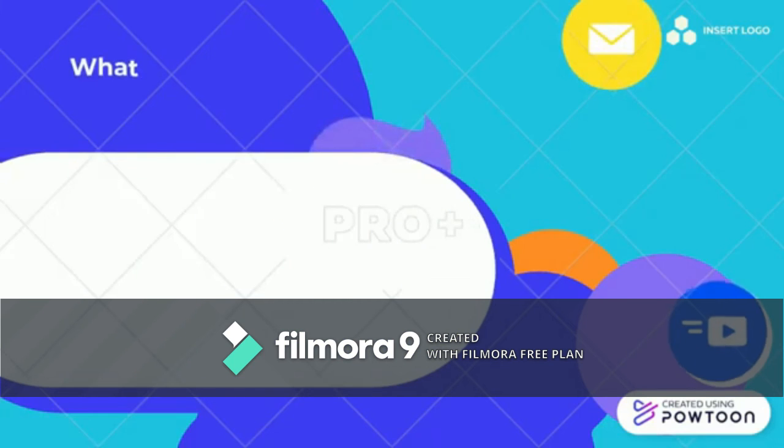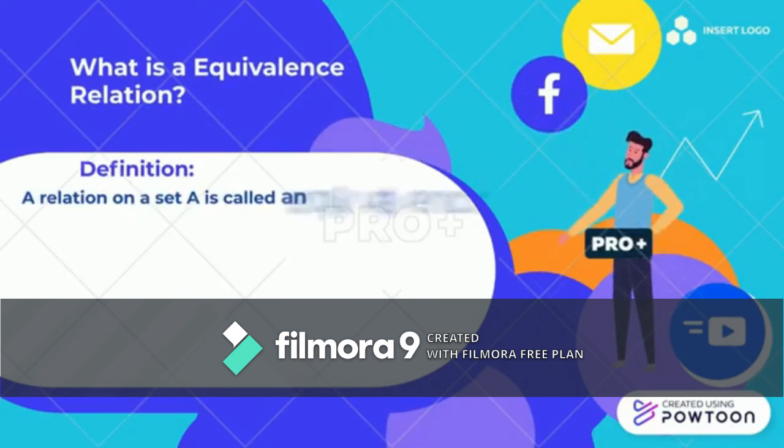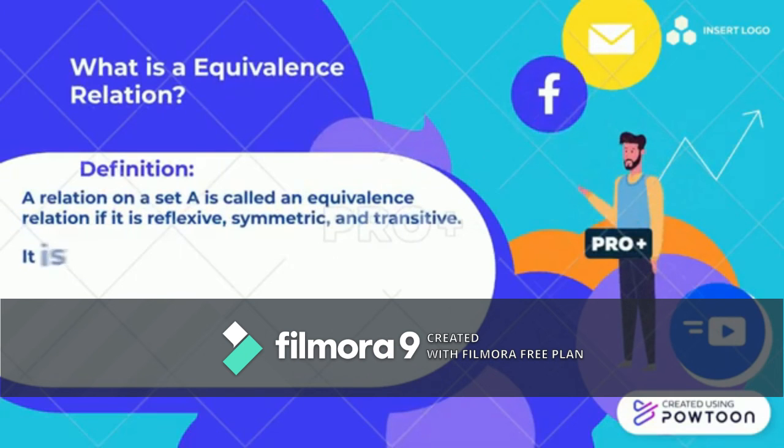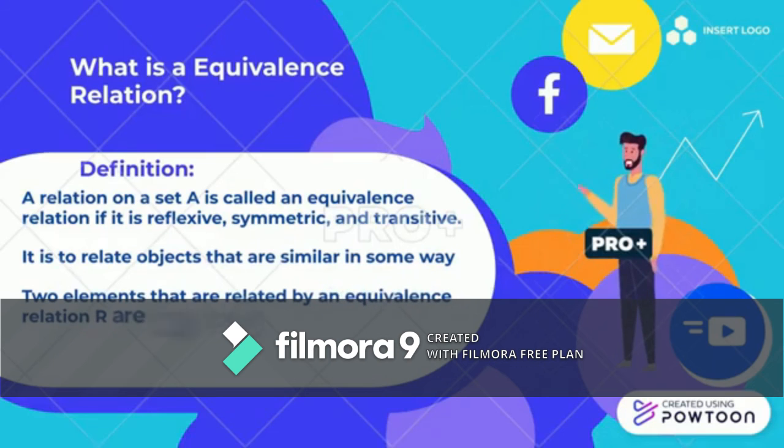Equivalence relation. A relation on set A is called an equivalence relation if it is reflexive, symmetric, and transitive at the same time. It is used to relate objects that are similar in some way. Two elements that are related by an equivalence relation are called equivalent.